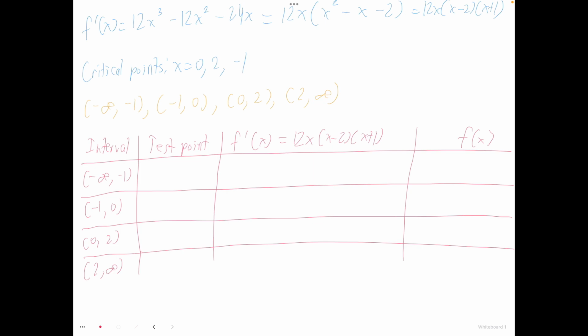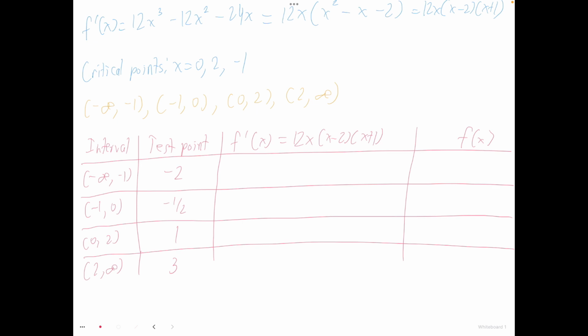So I'm just going to pick any number in the interval, negative infinity to negative 1. I'll pick negative 2. For negative 1 to 0, we'll use negative 1/2. 0 to 2, we'll use 1, and 2 to infinity, we'll use 3. We're just picking some number inside of each interval.